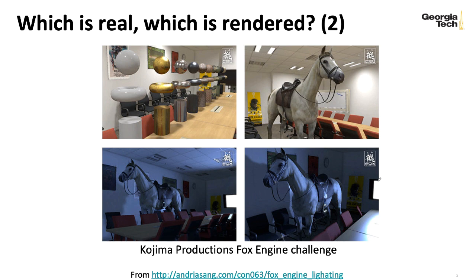Okay, that was a trick question. They are all created by the engine. They did not actually bring a horse into their conference room. This one is obviously not real. You generally don't have things floating in space like this, but this is fairly impressive.